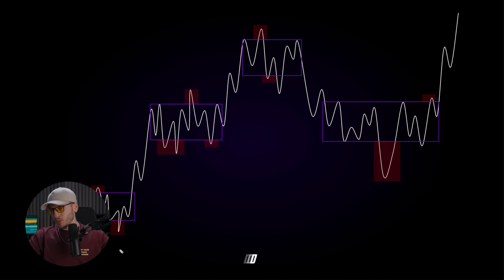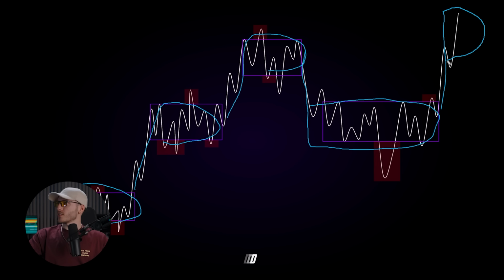And if you try to simplify this even more, you'll start noticing that these shapes of a P or a B are constantly being formed. And this is the basis of the PBD methodology. That's why it's called PBD.